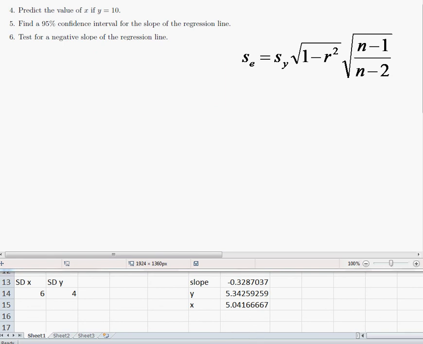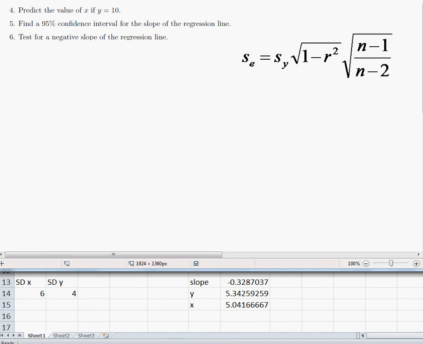For problem number 5, we have to find a 95% confidence interval for the slope of the regression line. To do this, we will use the error that can be found for the estimate of the regression line. So S sub e equals S sub y times square root of 1 minus r squared, times square root of n over square root of n minus 2.